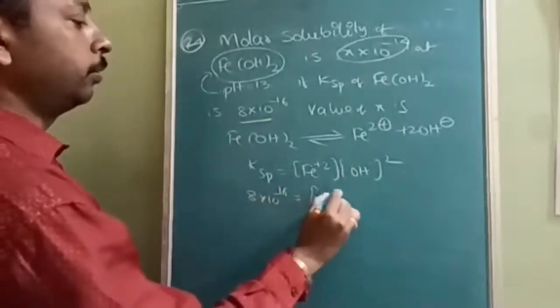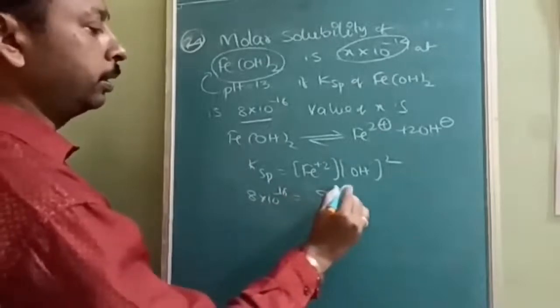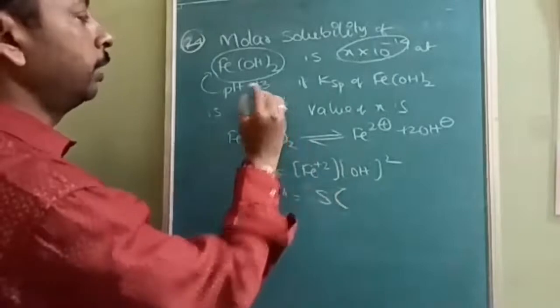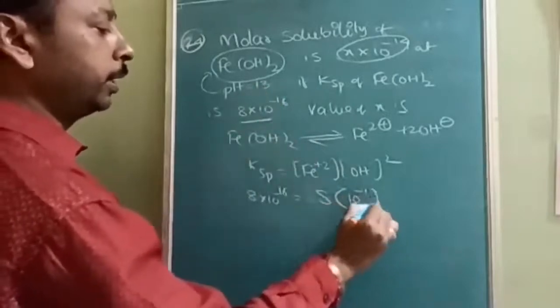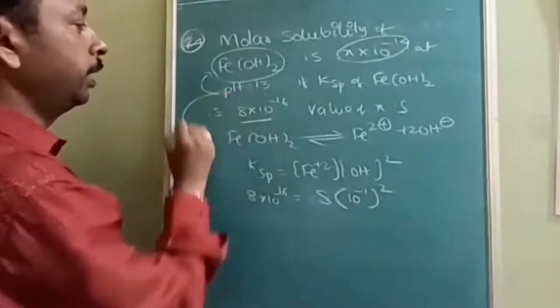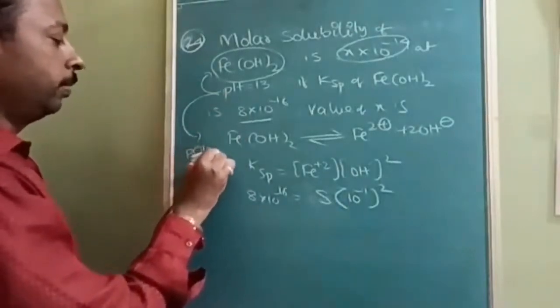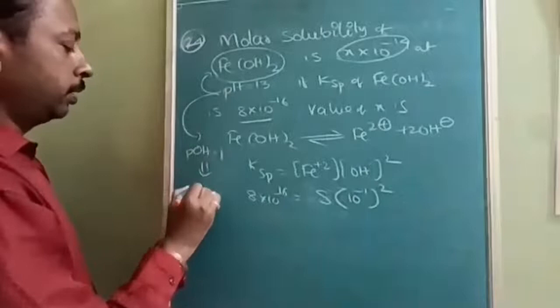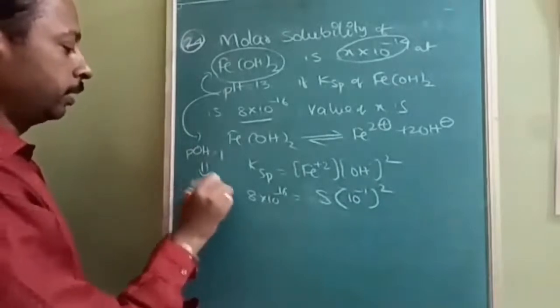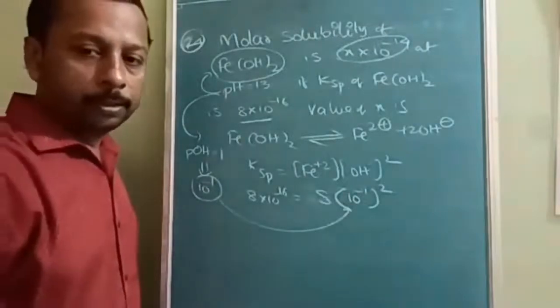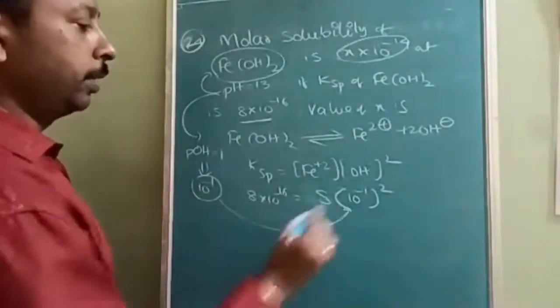Fe2+ we don't know. That is what? Solubility. Okay. And here actually S plus this value, 10 to the power of minus 1. Why 10 to the power of minus 1? See, pH is equal to 13. So pOH will be how much? 1. pOH is 1. So 10 to the power of minus 1 is the OH minus concentration. Okay. So minus 1, if you substitute here, minus 2.